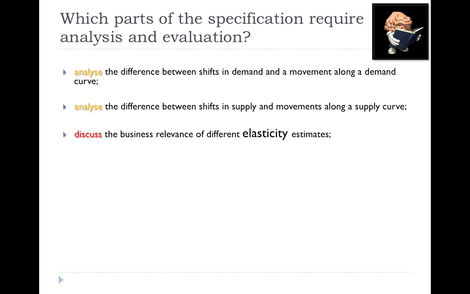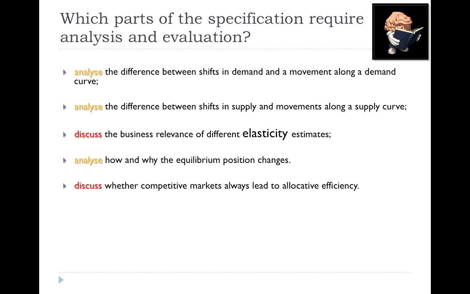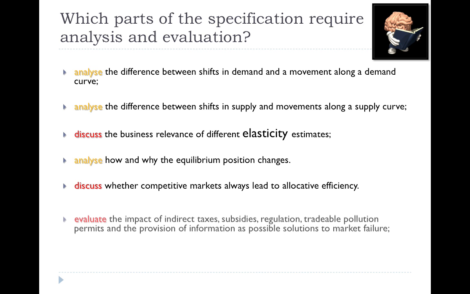When you're asked to discuss the business relevance of different elasticity estimates, that means you need to be able to analyze and then evaluate the importance of this information. Analyze how and why the equilibrium position changes, so that will be a diagram at equilibrium, and then what caused it to change, and the new equilibrium. Discuss whether competitive markets always lead to allocative efficiency, meaning that essentially markets clearing, reaching equilibrium, and why market failure may prevent that, why monopoly power or firm market share may not allow it to happen.